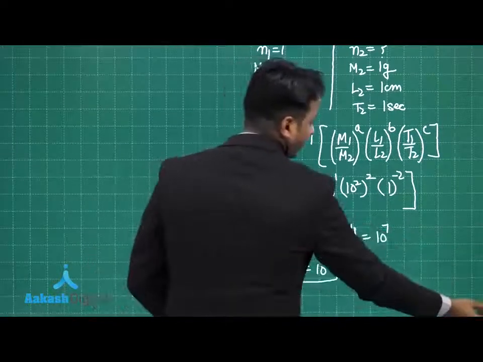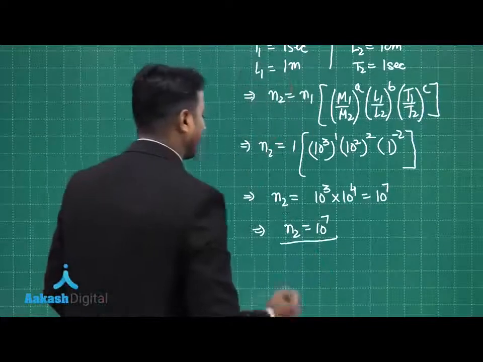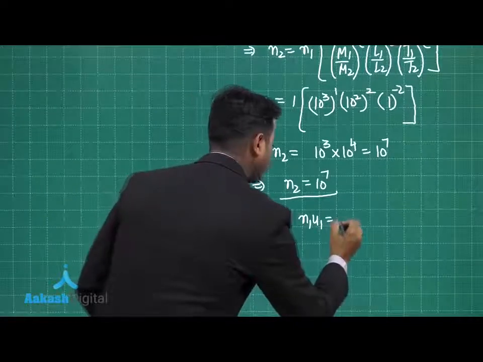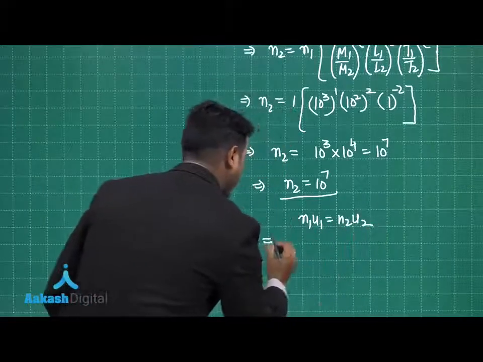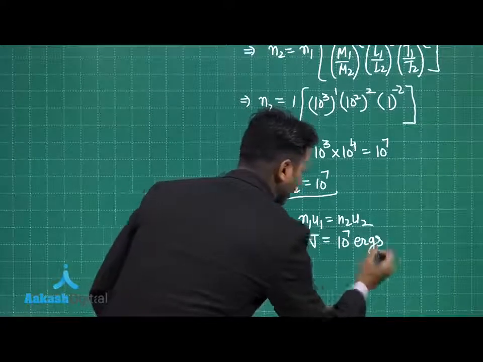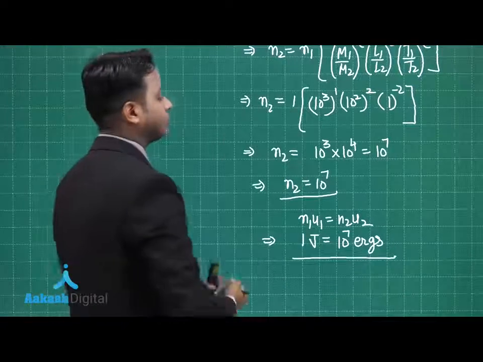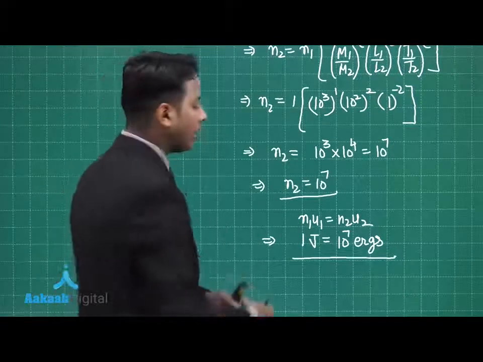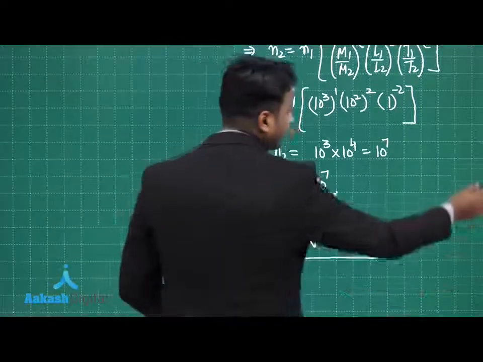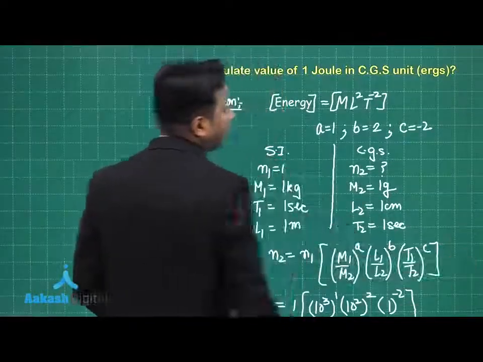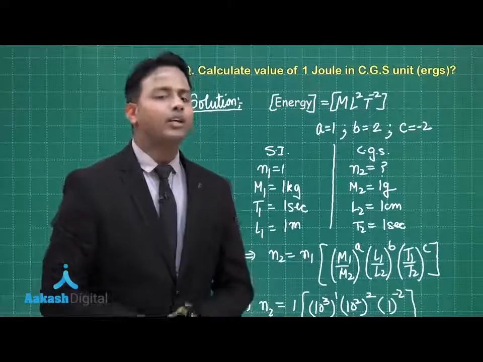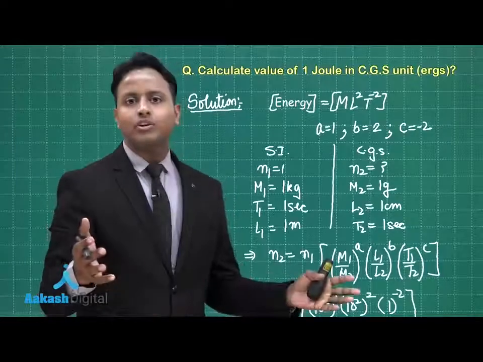And then I can finally write down that N1 U1 is N2 U2. So simply 1 joule is 10 to the power 7 ergs. This is the main essence of this unit conversion formula. That's how we can find out the unknown quantity. I hope the idea is very clear to you. So that's all in this lecture. In the next lecture, we are going to continue with the applications of dimensional analysis for your better understanding.